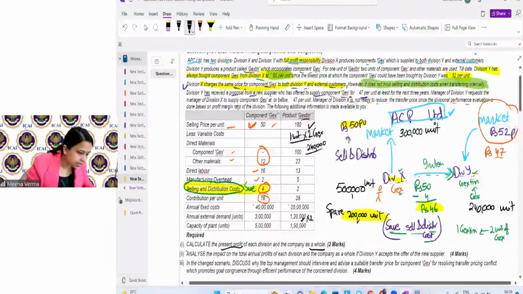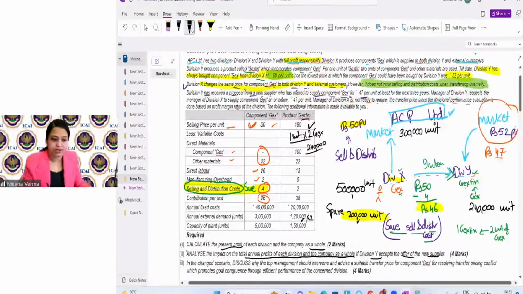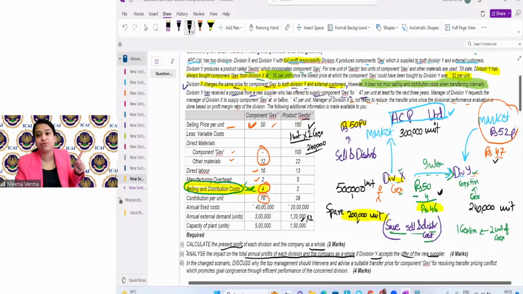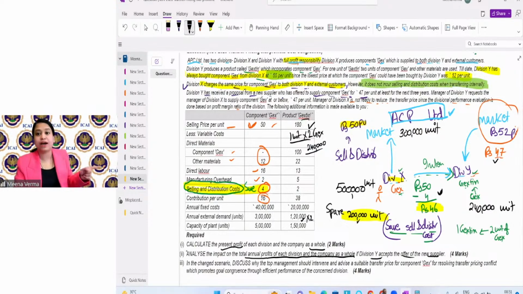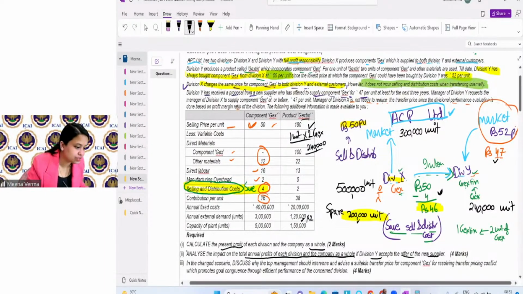Next question: analyze the impact on the total annual profit of each of the divisions and the company as a whole if division Y accepts the offer of a new supplier. So instead of buying internally, if he agrees to buy from outside, what is the impact on profitability of each of the divisions and the entire organization? It will change.